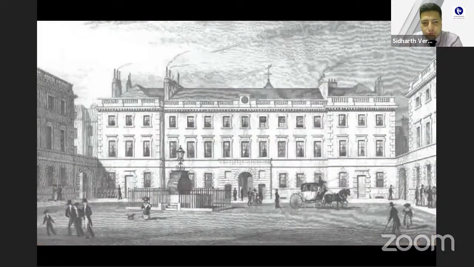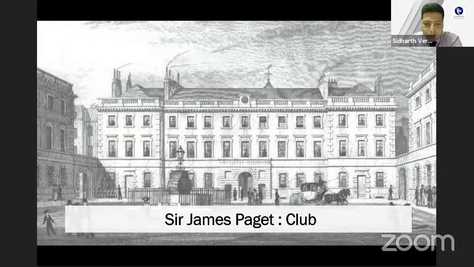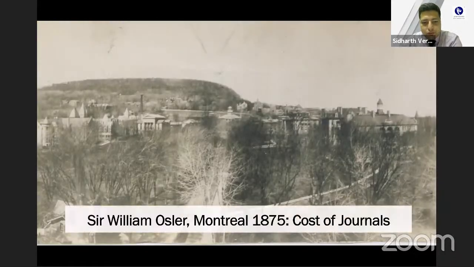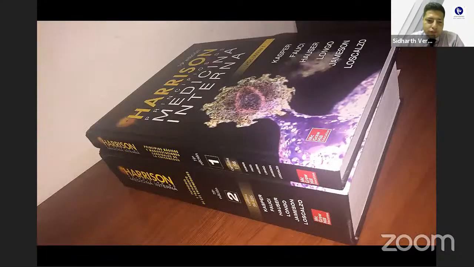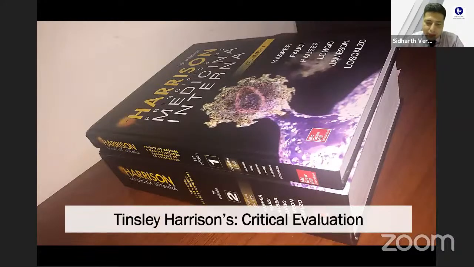This is the venue for the first documented journal club. That's the modern Bart's Hospital, or the Bartholomew's Hospital, where Sir James Paget started the first one. After a few years, Sir William Osler in Montreal started the next documented journal club. Here, the cost of the journals was what prompted him to start it. Even Harrison had his own journal club, which he used to hold fortnightly, and the aim there was critical evaluation of literature.